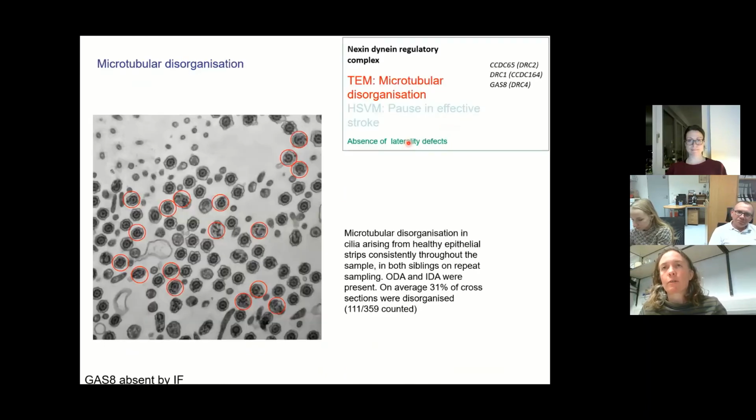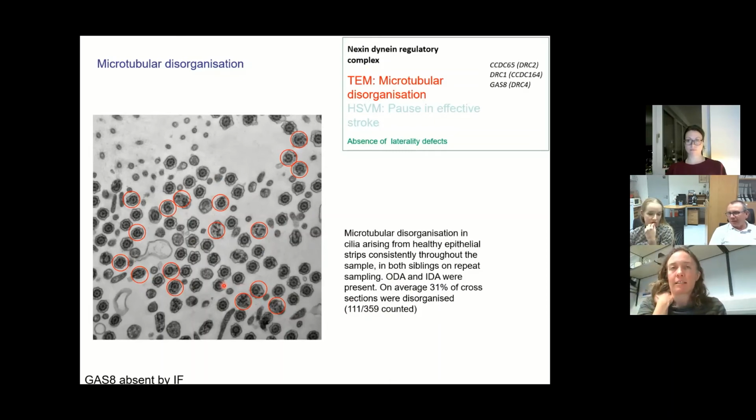Next is microtubular disorganization, and again that can be secondary to a number of different things, so it has to be taken within the context of, do you see it just in one cell, do you see it across multiple cells, do you see it across multiple brushings, or multiple sites, and does it make sense with the rest of the clinical history and the rest of the diagnostic tests. But this is just an example from two siblings who both saw the same changes, affecting about 31% of cross sections, counted 359, and 111 of them were disorganized. So that's the sort of disorganization I'm talking about, to be able to be helpful.